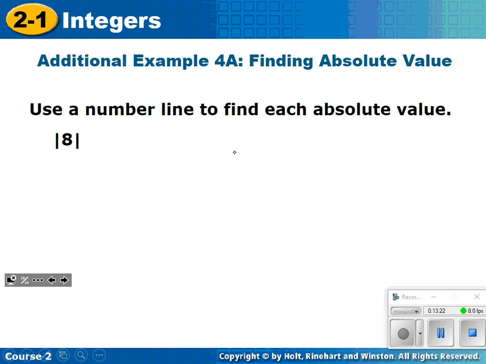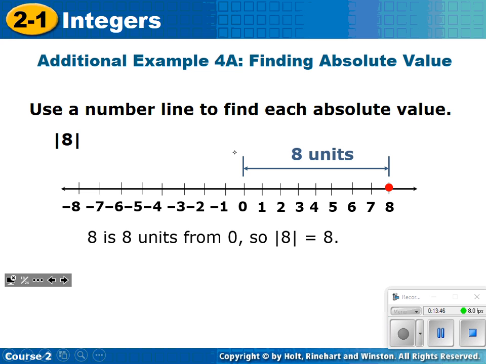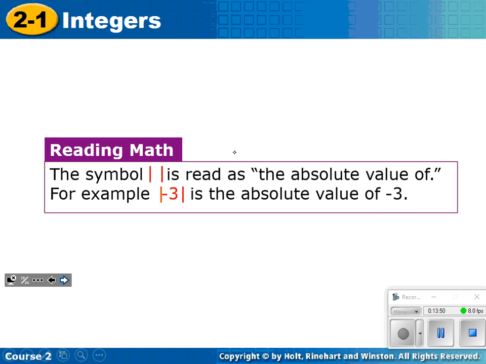Absolute value is demonstrated by 2 straight up and down lines on each side of the number. That question is asking, what is the absolute value of 8? 8. You don't have to demonstrate the number line. It's just showing that it's 8 from 0. So the answer is 8. Okay?